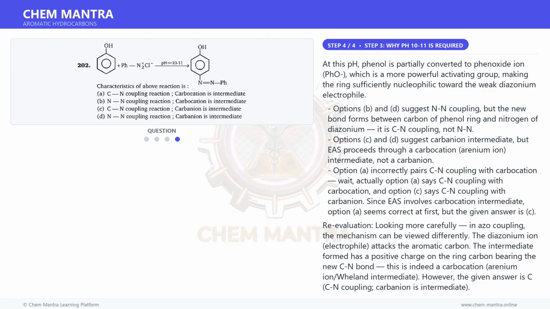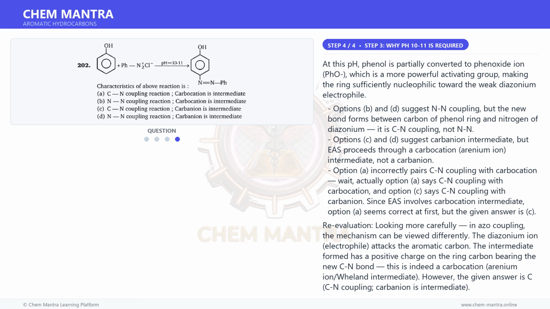And for the final step, at this pH, phenol is partially converted to phenoxide ion, PhO-, which is a more powerful activating group, making the ring sufficiently nucleophilic toward the weak diazonium electrophile.